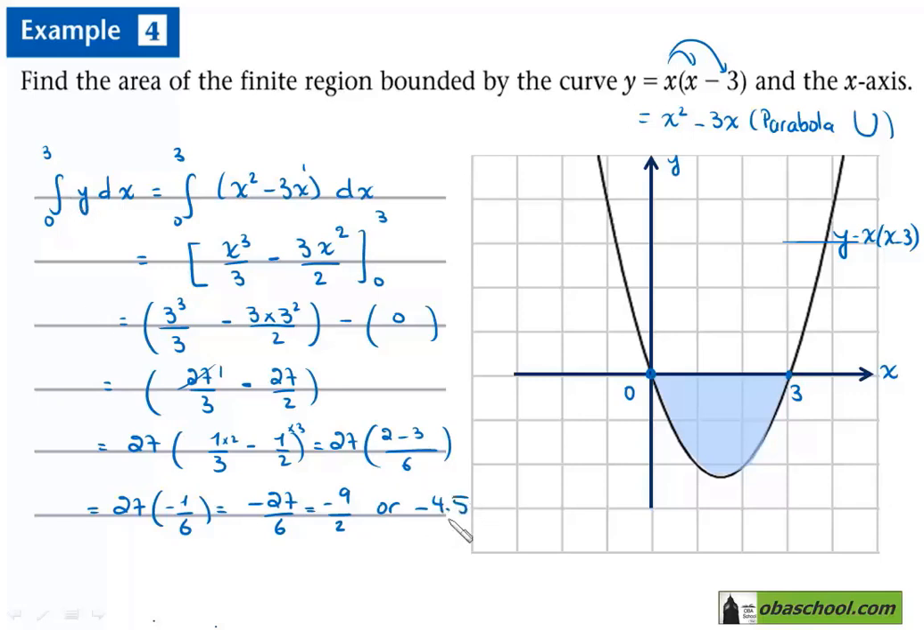This is the answer for the definite integration. However, because it is negative, we cannot say that this is the area. In order to calculate the area, we take the positive value of this answer. So, the area of the curve is the positive value of this, which is 4.5. Therefore, if the area of the curve is below the x-axis, then the area is not integral y dx. Instead, it is minus the answer of the integral y dx, so that the final answer of the area would be positive.